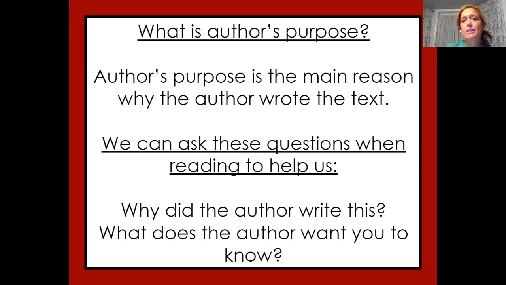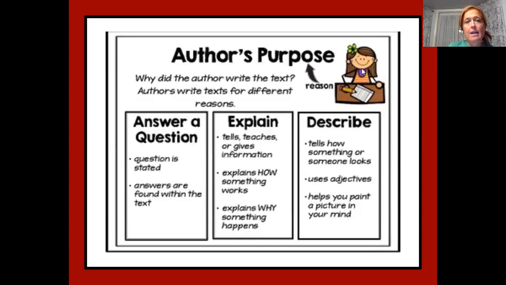Author's purpose is the main reason why the author wrote the text. We can ask these questions when reading to help us. Why did the author write this, and what does the author want us to know? Again, the three types of writing or author's purpose are answer a question, when a question is stated; explain, which tells, teaches, or gives information; or describe, tells how something or someone looks, uses adjectives. That's a big thing. Remember those describing words.